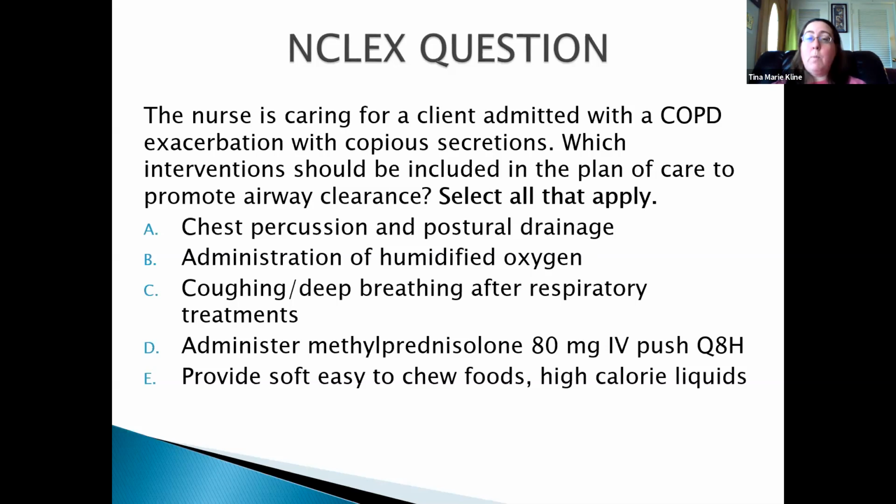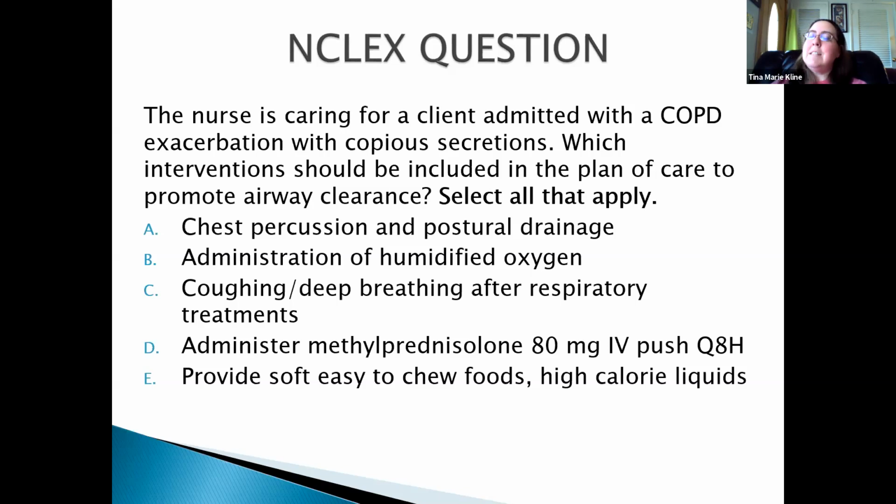So let's look at B. We like A. A is good. All right, B, administration of humidified oxygen. What's the key word in B? What kind of oxygen are we talking about? Humidified. So what is that humidification going to do to the secretions?